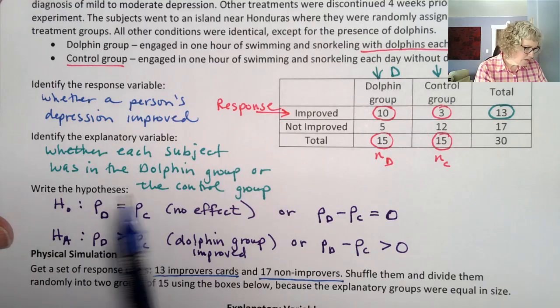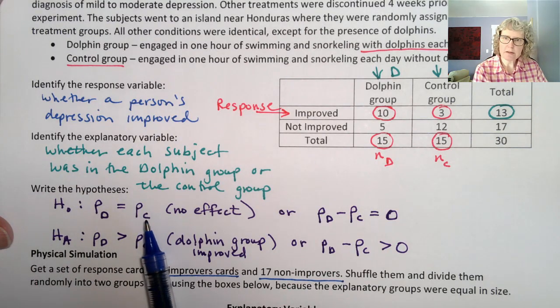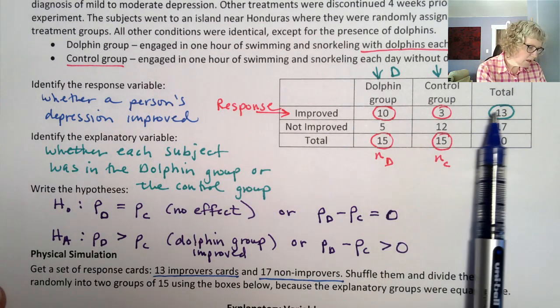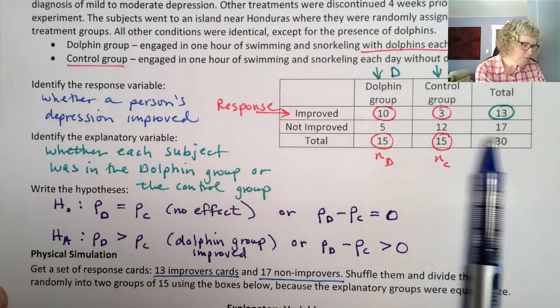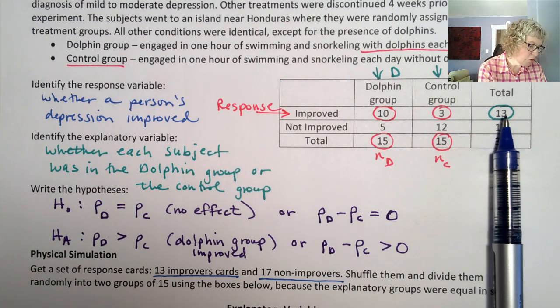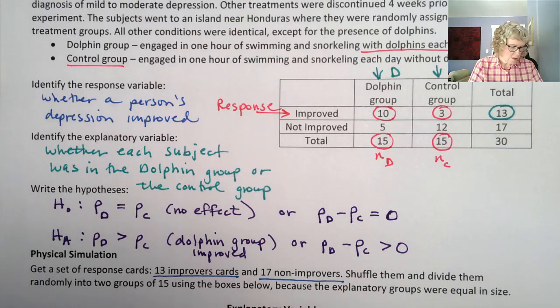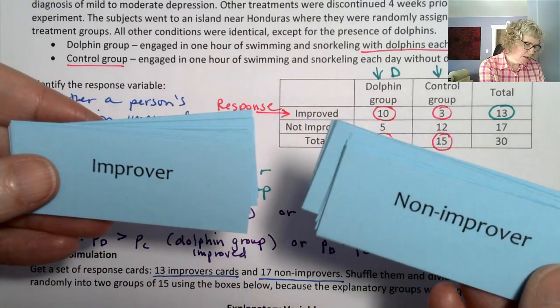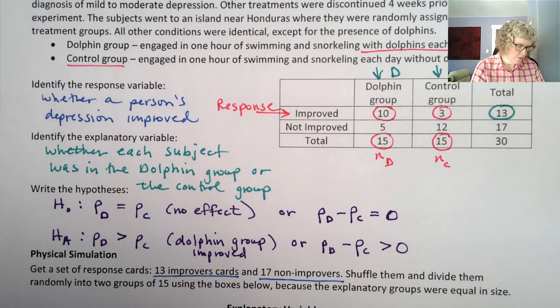So the idea is, if we're simulating the null and we're saying there's really no effect of the dolphins, then those who improved would have just improved either way. It didn't have to do with the dolphins, it was some other factor. So there are 13 improvers and 17 non-improvers, and the people that didn't improve weren't going to improve either way. That's why we look at the response. Then we're going to take those cards. I do have 13 that say improver, and 17 that say non-improver. So I'm going to shuffle those up.